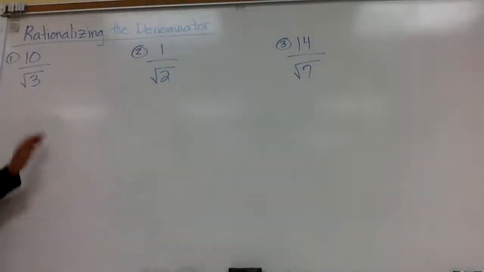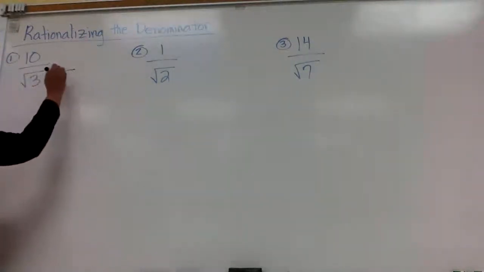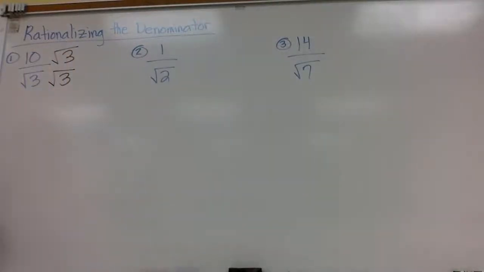All right, so the first one, rationalizing the denominator. So we have 10 divided by the square root of 3. We can't have this square root in the bottom, so we're going to multiply both the top and the bottom by the square root of 3. And you'll see why we're going to do that in just a minute. So we're trying to get the square roots to cancel out. So on top, 10 times the square root of 3, we can't do anything with that. So we're going to leave it as 10 square root 3.